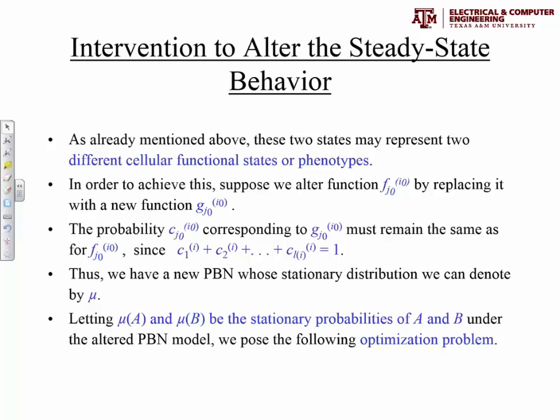So then you'll have a new PBN whose stationary distribution we can denote by mu, and letting mu A and mu B be the stationary probabilities of A and B under the altered PBN model, where you have changed one of the entries in the truth table, one of the columns, we pose the following optimization problem.